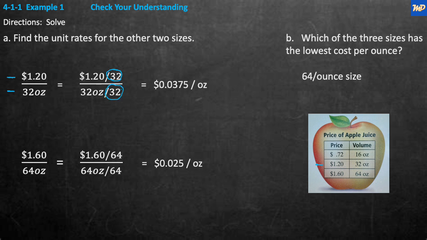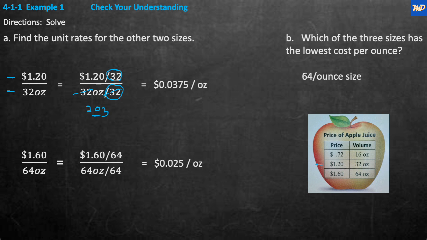When we do that, this 32 cancels this 32, and what you're left with is 1 ounce. Now if you take the top, the $1.20, and divide it by 32 on your calculator, you're going to find that the price is $0.0375 per ounce, or 3.75 cents per single ounce. Okay, and there's your answer for that.